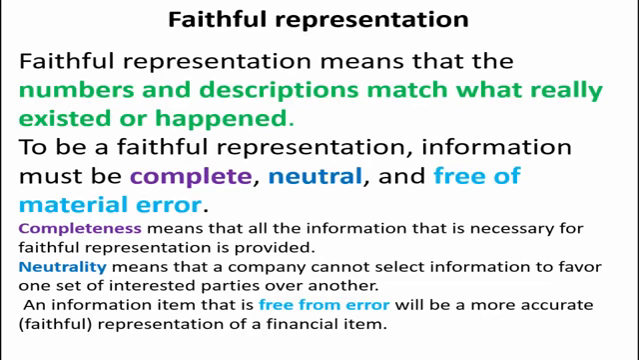Completeness means that all the information that is necessary for faithful representation is provided. Neutrality means that a company can't select information to favor one set of interested parties over another. An information item that is free from error will be a more accurate, faithful representation of a financial item.